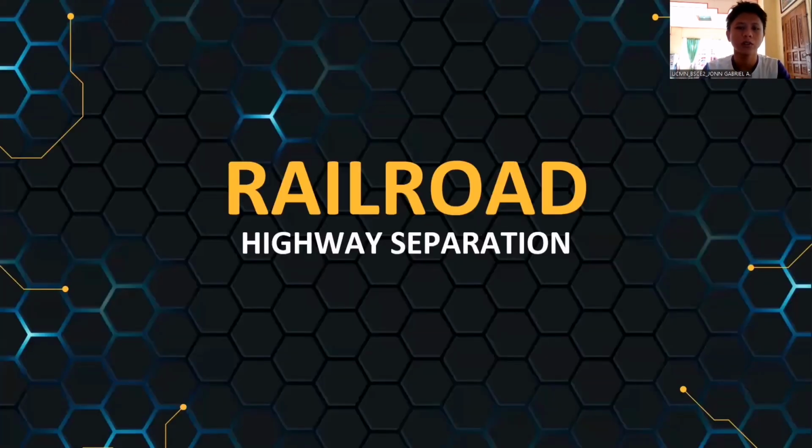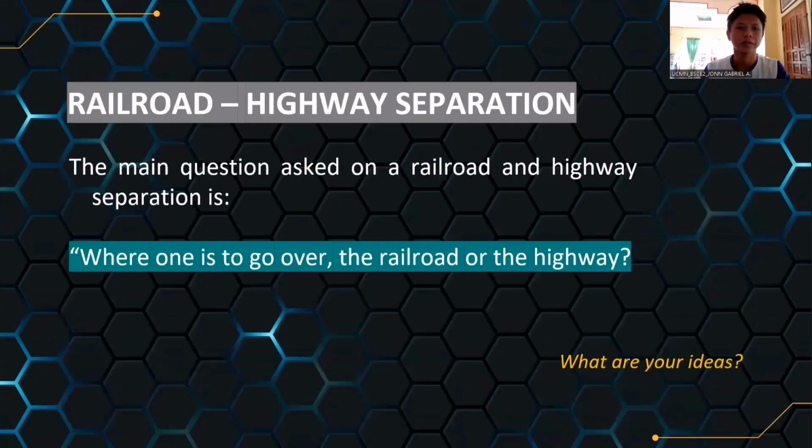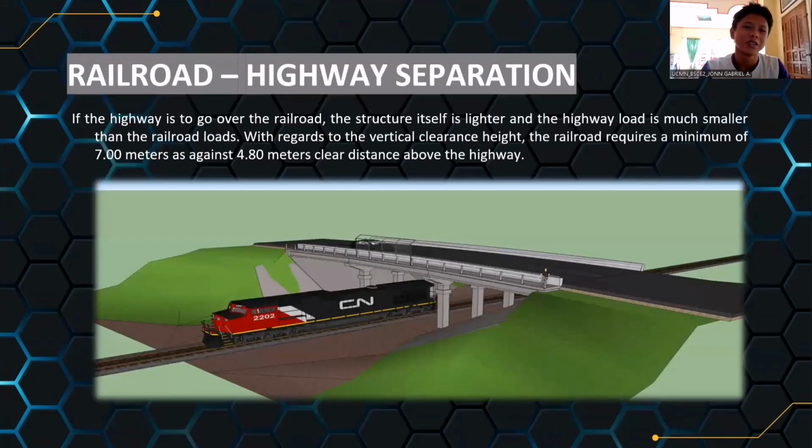So, railroad and highway separation. The main question asked in a railroad and highway separation is whether the highway is to go over the railroad or the railroad over the highway. So what is really on top, the railroad or the highway? So what are your ideas? So let's get into it.